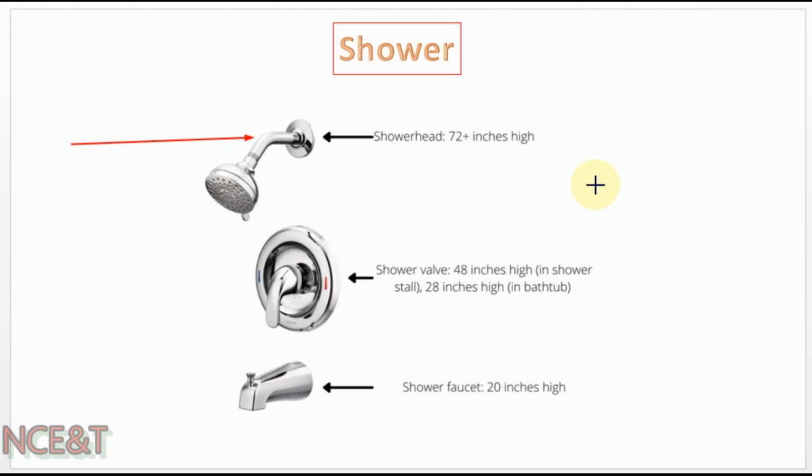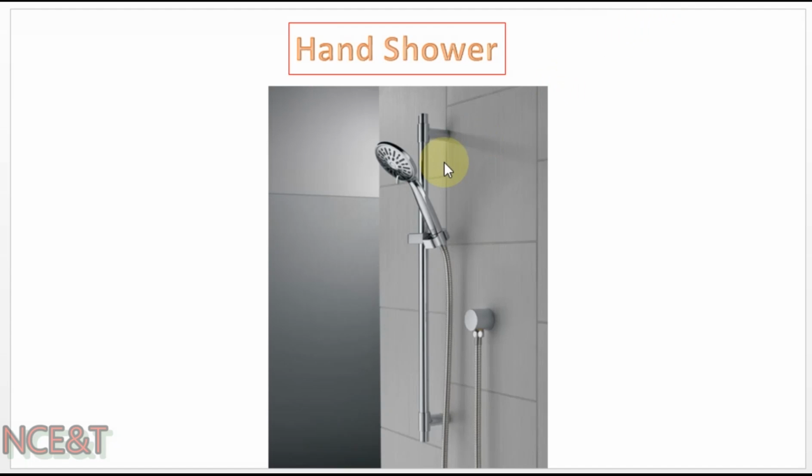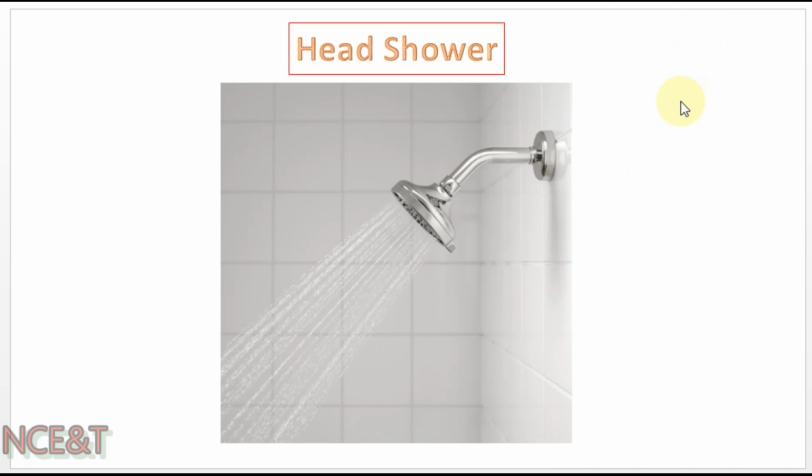When we speak about the shower head, it is also of three types. One is the hand shower. You can take this shower in your hand and use it during the bath. The second is called the head shower. It is fixed on the wall and you need to stand in front of it during the bath.